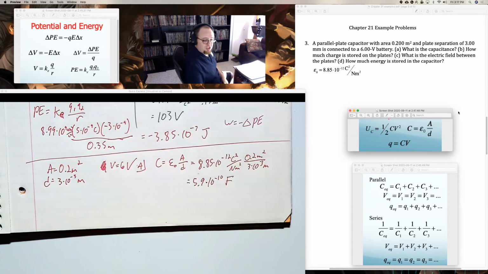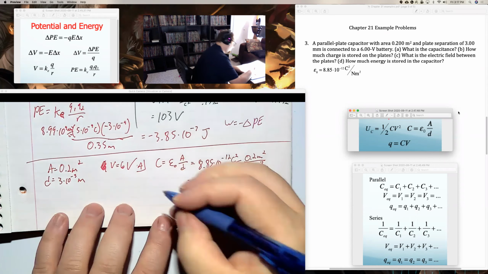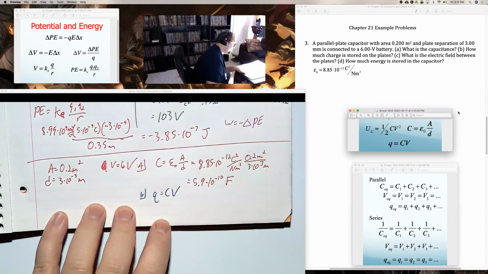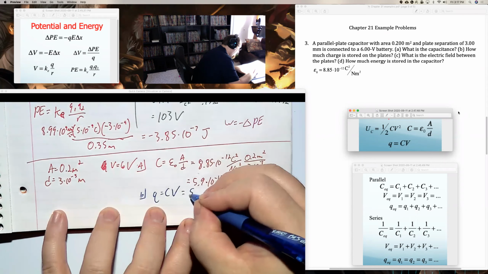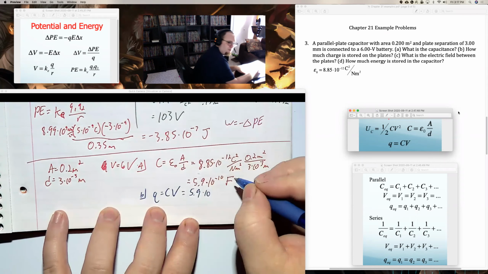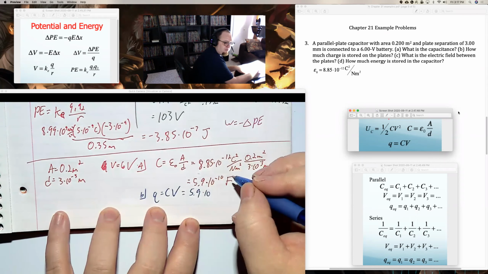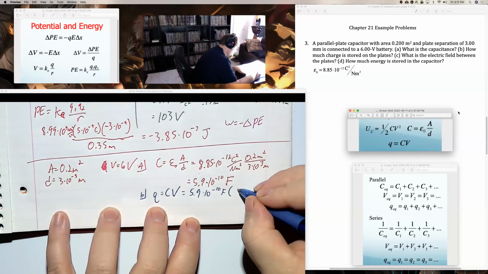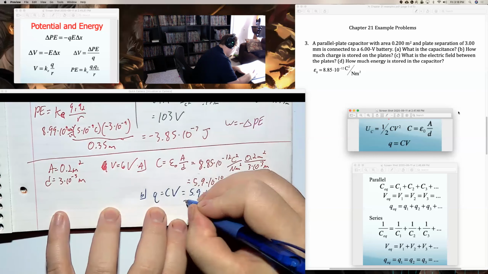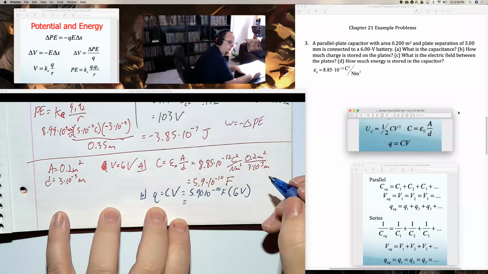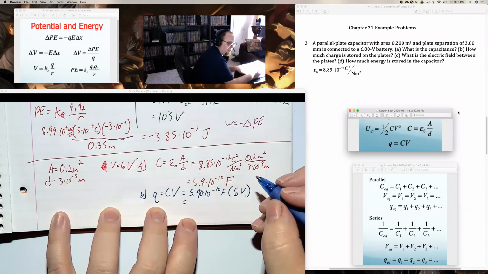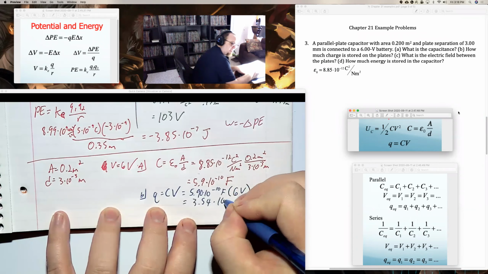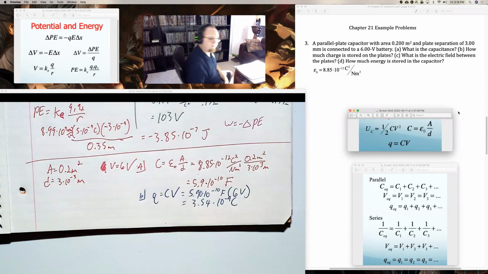B, how much charge is stored on the plates? Well, charge Q equals CV. So it's just the value we got, 5.9 times 10. Did I just put 5.9? Did I not put another digit? I didn't. That was bad of me. 5.9 times 10 to the negative 10 farads times 6 volts. I'm betting it must have been 5.9, and I just messed up and didn't put the other sig fig. 3.54 times 10 to the negative 9 coulombs.